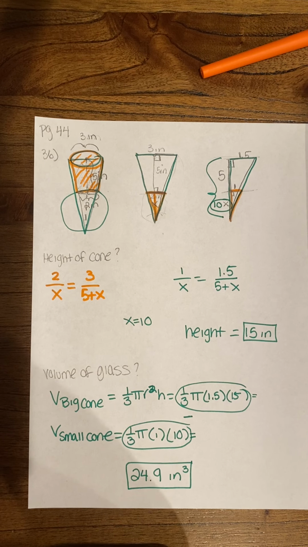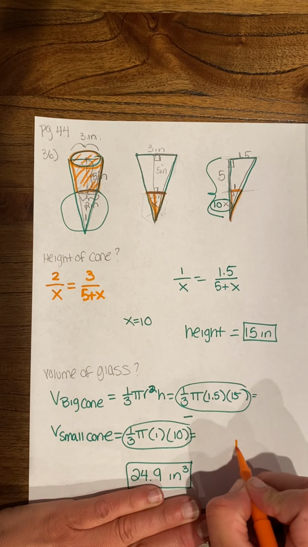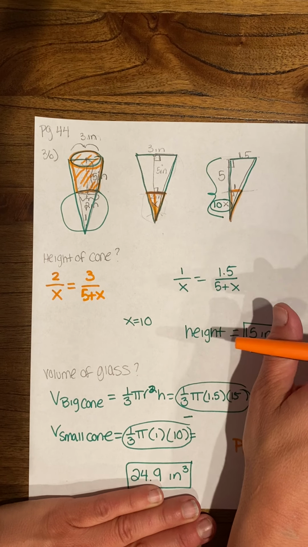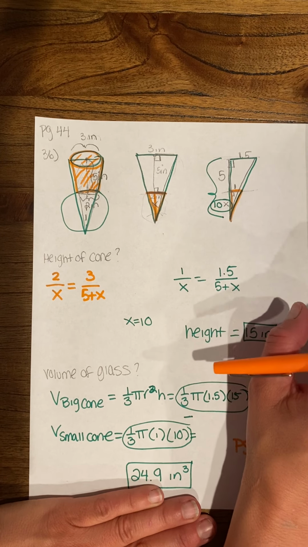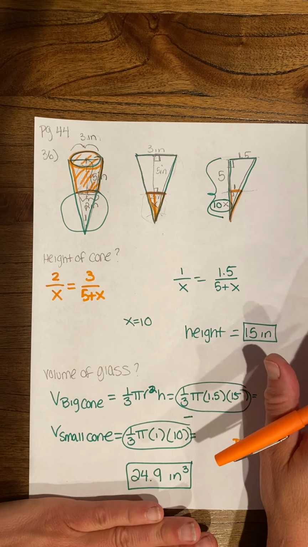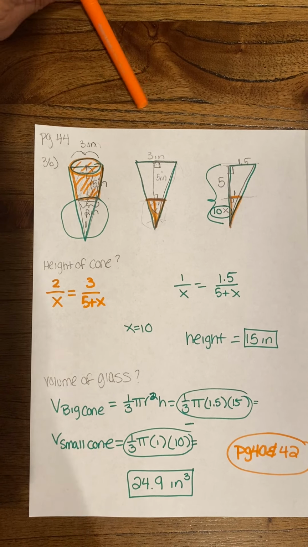Okay, so that is it. The pages you can do are on page 40, which we didn't do. There's a big volume problem that starts on page 40, and there's another big volume problem on page 42. Actually, it goes into 43 as well. So that will be your assignment for this week. All right, thanks guys.